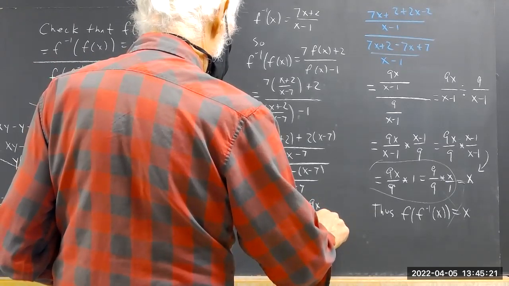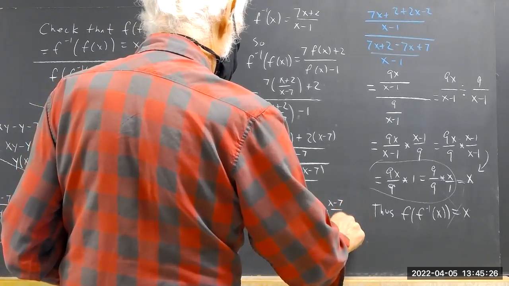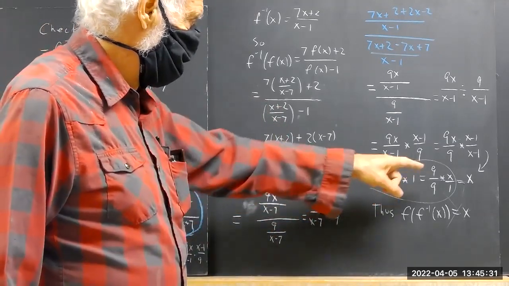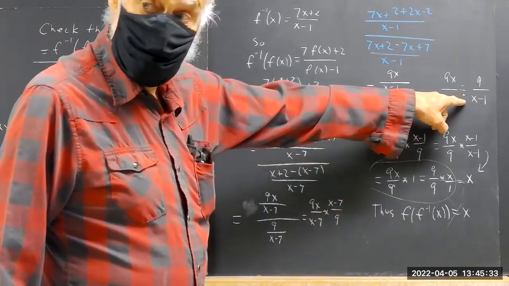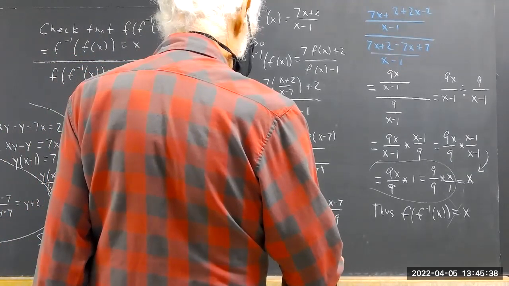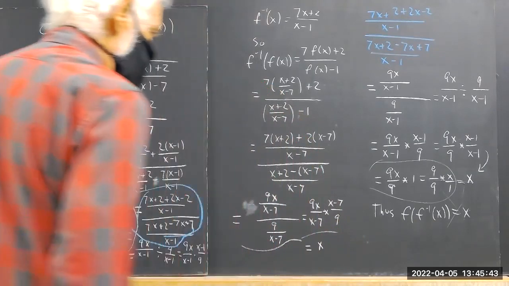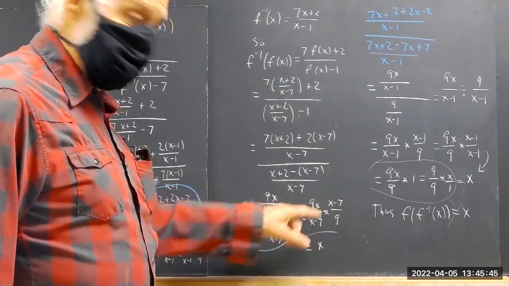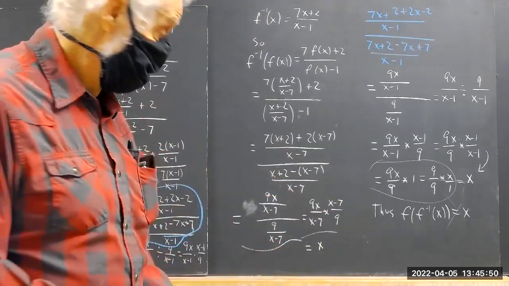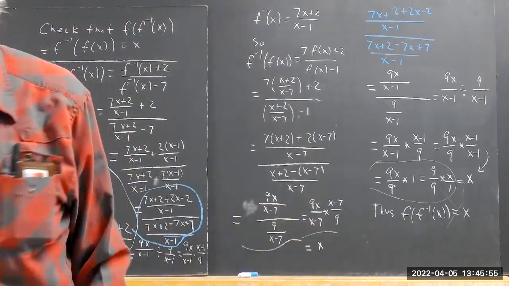9x over x minus 7 times x minus 7 over 9. Now I've just inverted the denominator. I didn't bother writing it out with the division sign like I did up here. And this equals x. Because 9x divided by 9 is x, x minus 7 divided by x minus 7 is 1. Okay, that shows we have an inverse function.